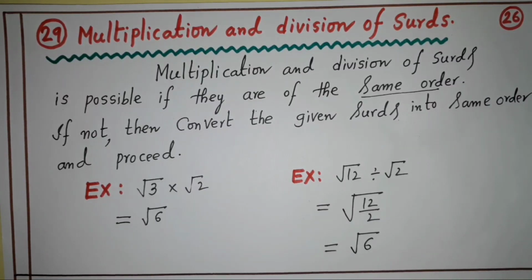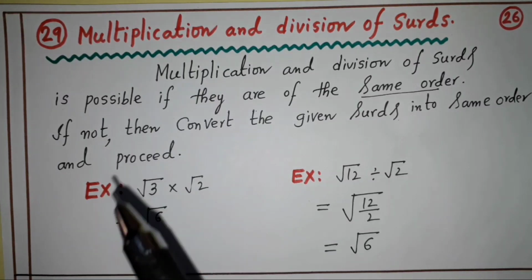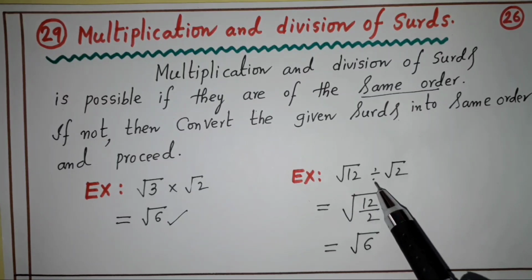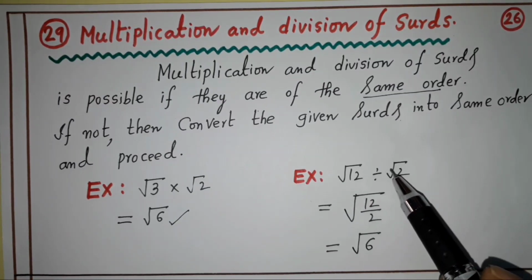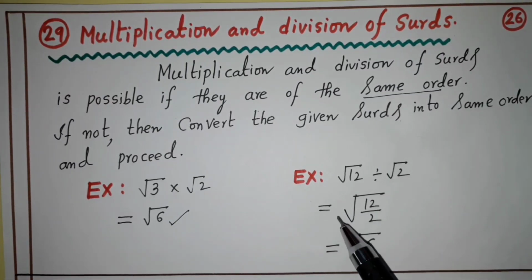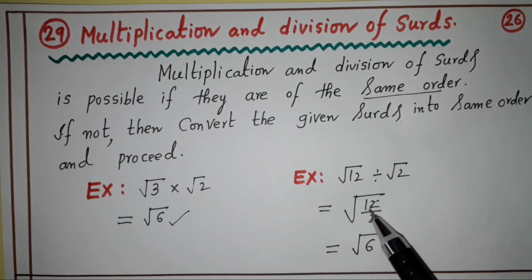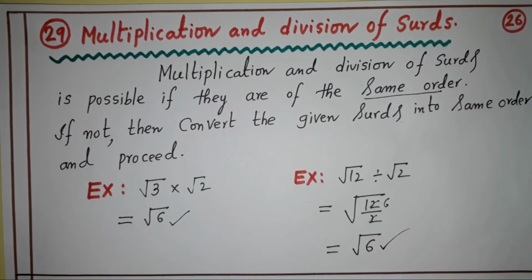For example, root 3 into root 2, yes, both are quadratic surds, second ordered surds. Their order is same, 2. Then simply you multiply root of 3 2s, that's root 6. You see the division. Square root 12 divided by root 2. Both are same orders with 2. So simply you can write square root 12 by 2. 12 by 2 is nothing but 6. So that equal to root 6.